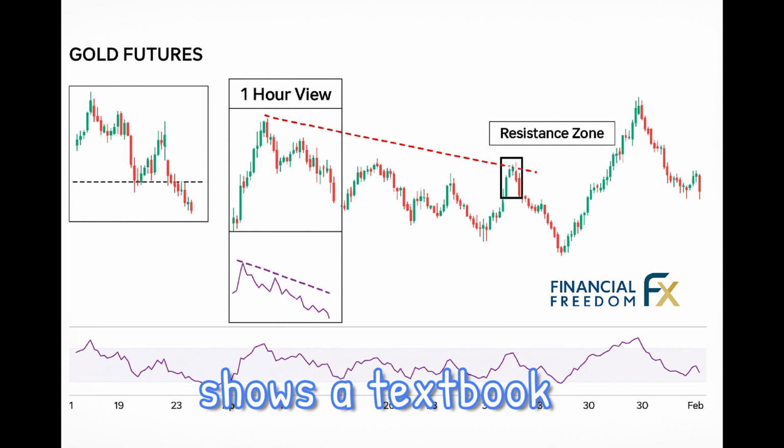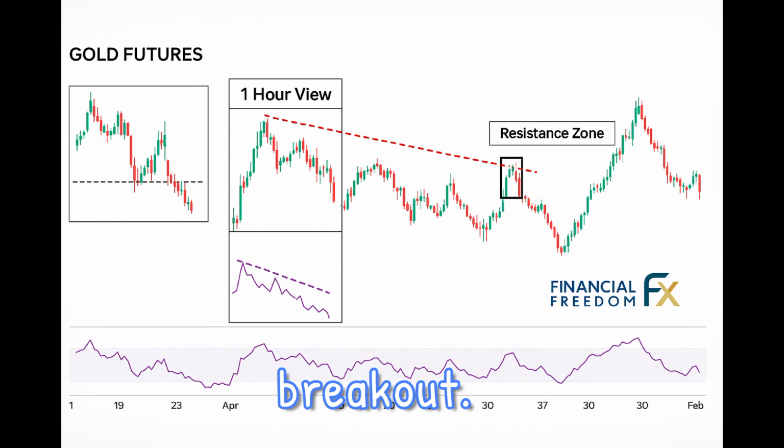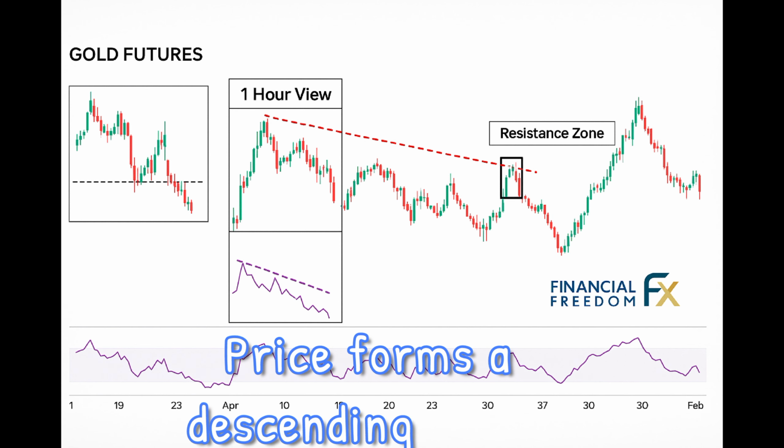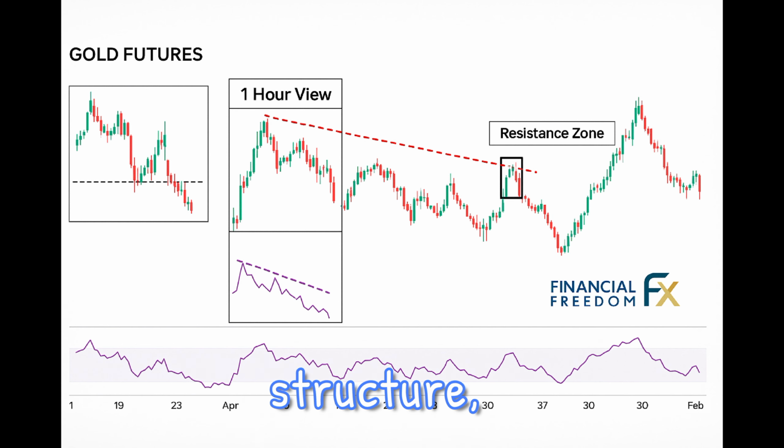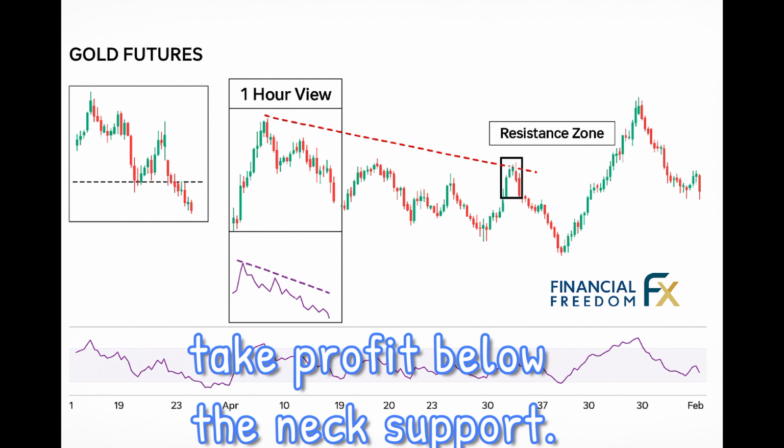This chart shows a textbook bearish flag breakout. Price forms a descending wedge, tapping a resistance zone multiple times. A strong bearish candle breaks the structure. This is the entry trigger. Stop loss is marked above the wedge. Take profit below the next support.